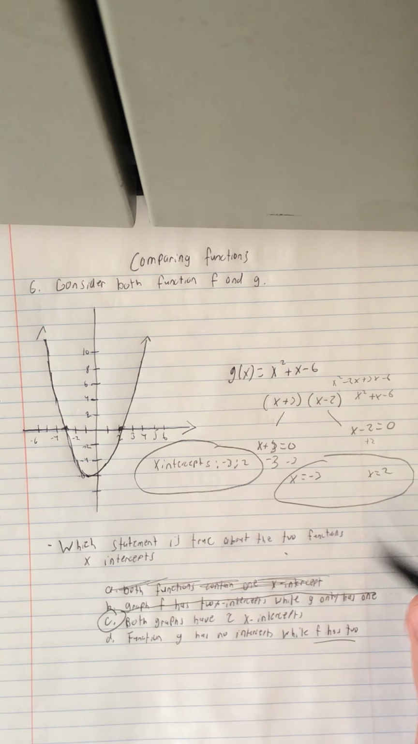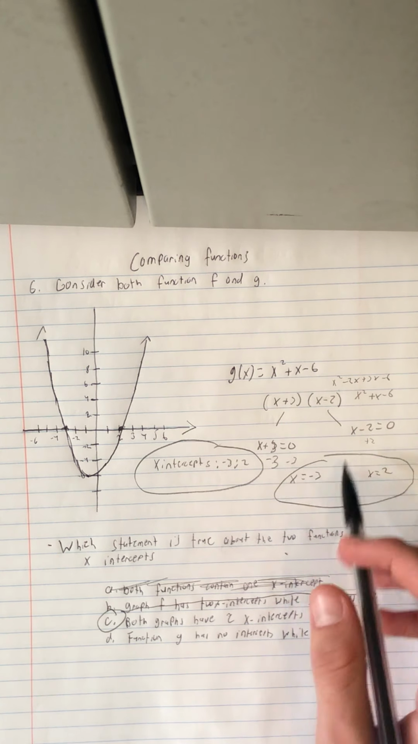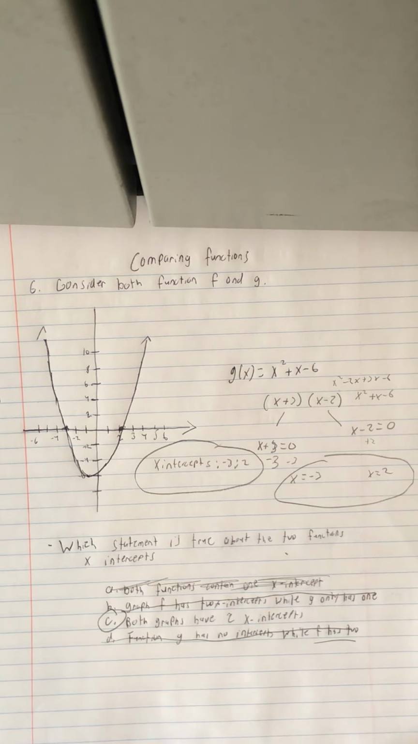And just to double check, D, function g has no intercepts while f has 2. Well, we know that f does have 2, but g once again has 2 intercepts because of the factoring that we did, so we also know it's not D. Therefore, the answer is C.